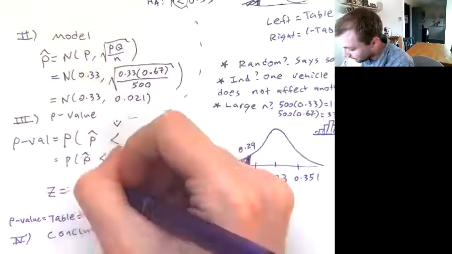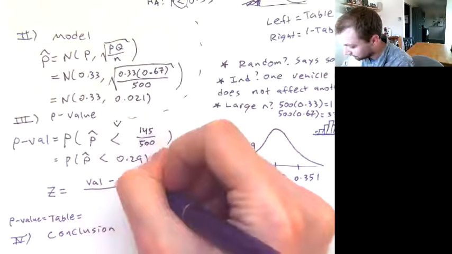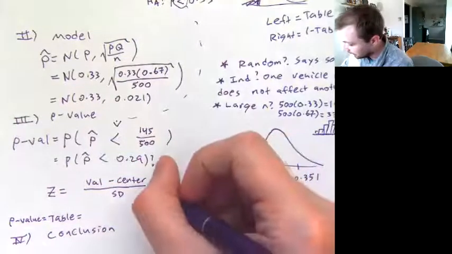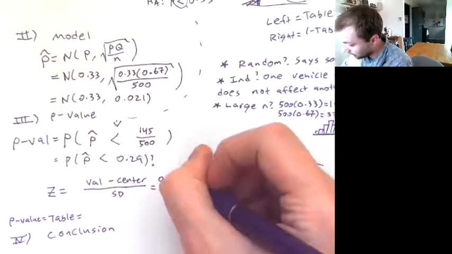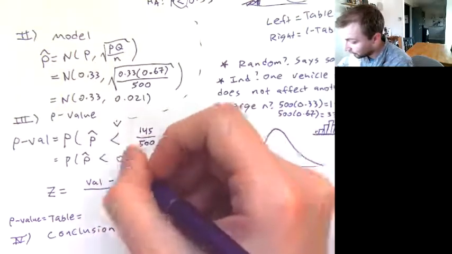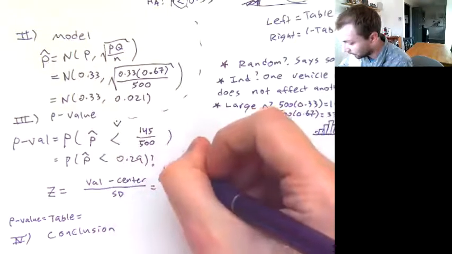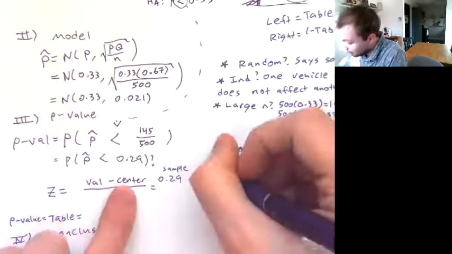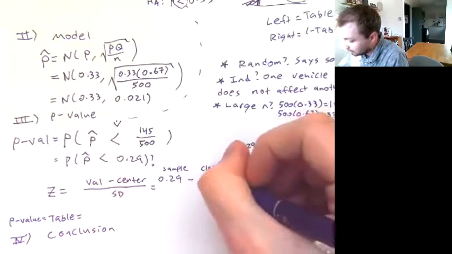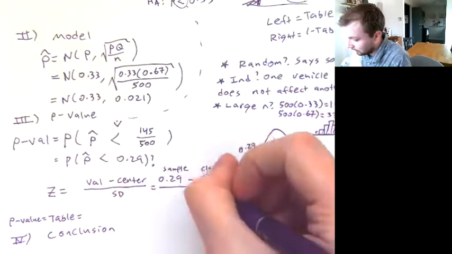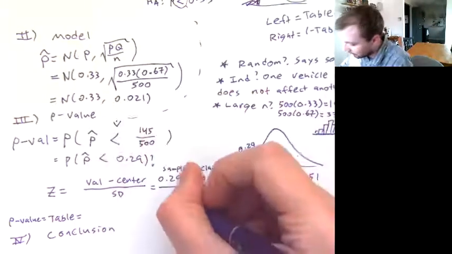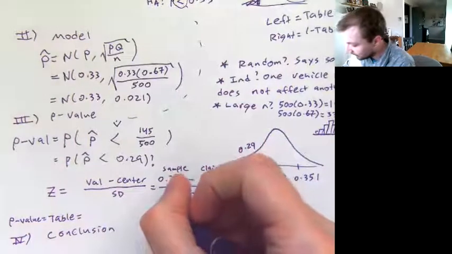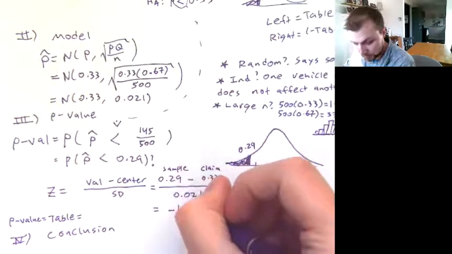Reminder, the z-score is your value minus the center divided by the standard deviation. In this case, my value is 29%. My value is always going to be my sample. So I'm taking my sample here as that first number, minus the center, which is always going to be the null hypothesis claim, in this case 33%, divided by my standard deviation. I calculated that to be 2.1%. When I type this into a calculator, I get negative 1.90.